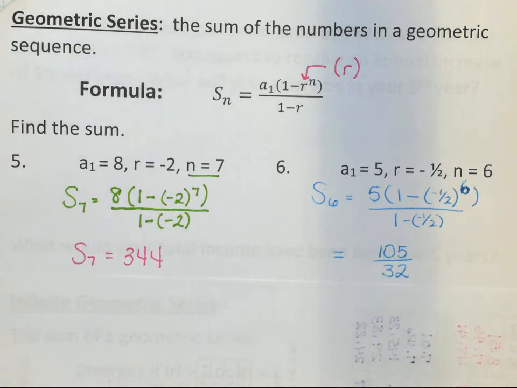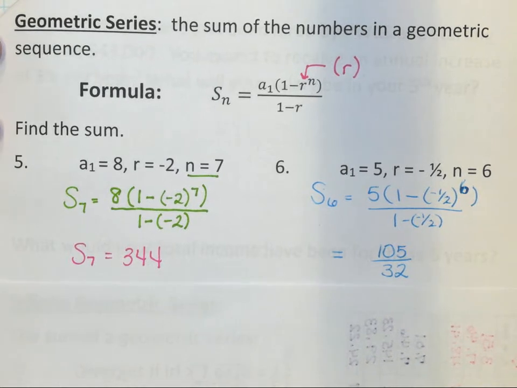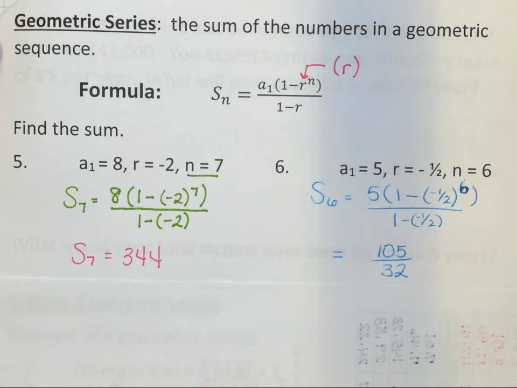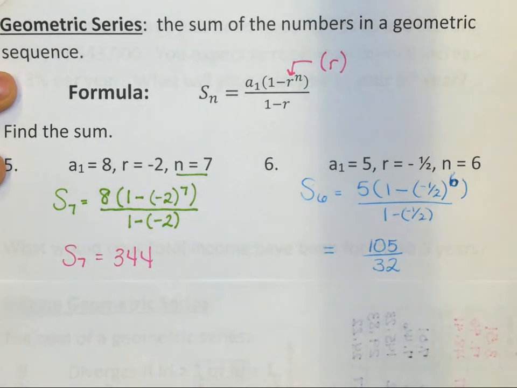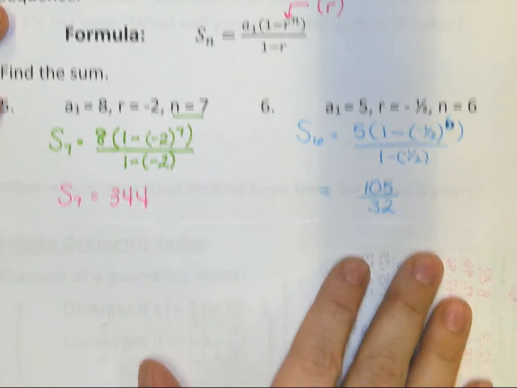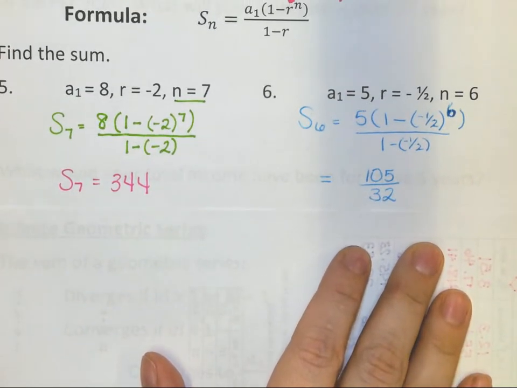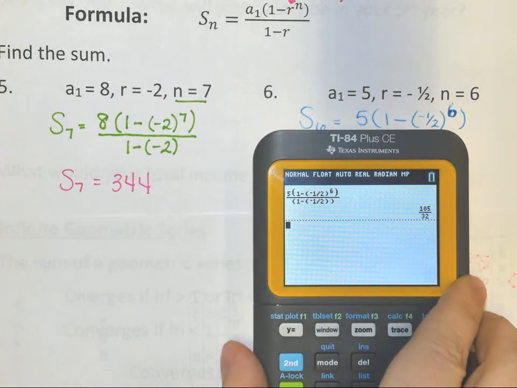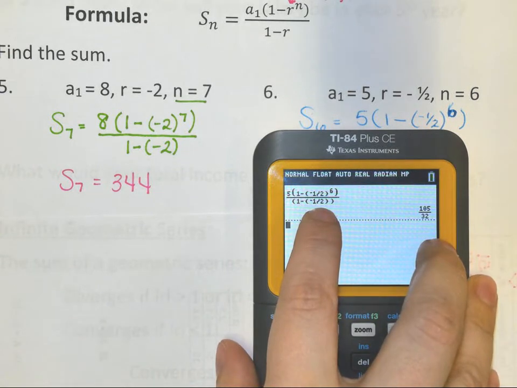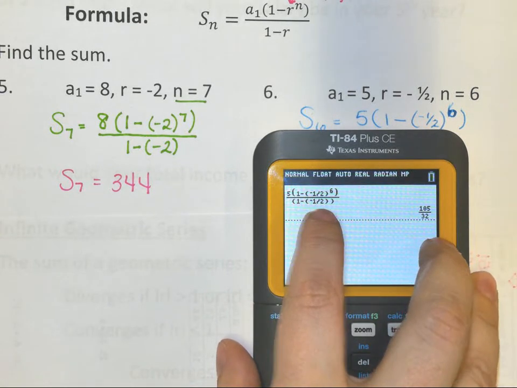You guys got it? What did you get? I'm hoping I got 105 over 32. 105 over 32. Yeah, that's all I did. You can even see here what I did. I just literally typed it straight in. For some reason, I did to the 7th power. Oh, that'll get you.